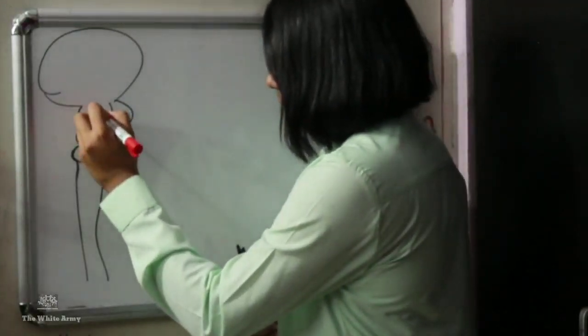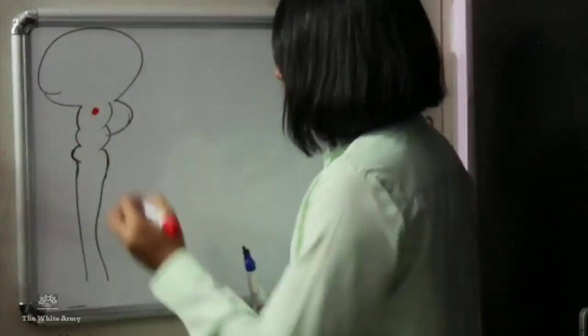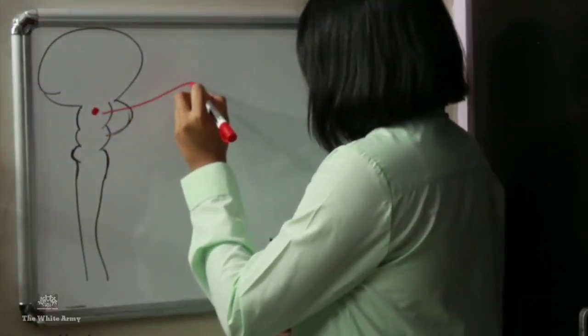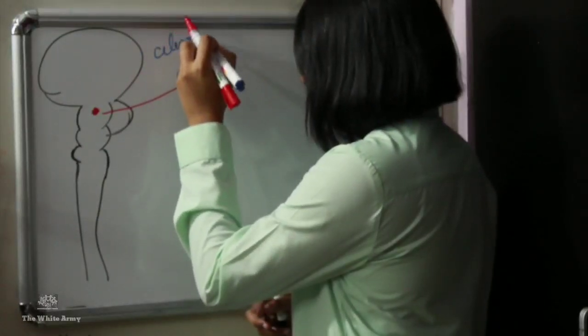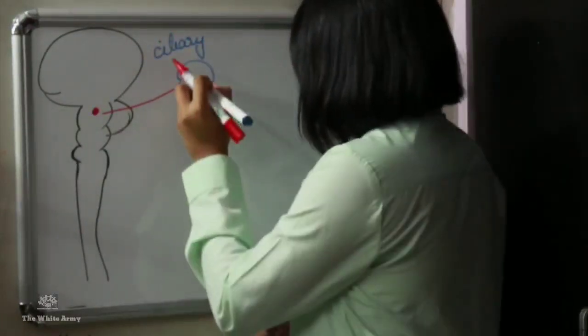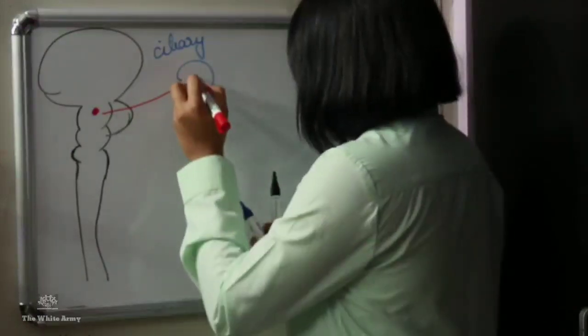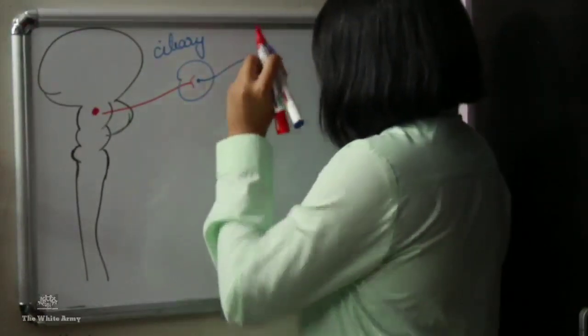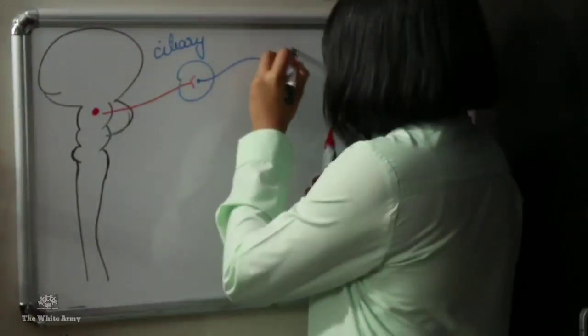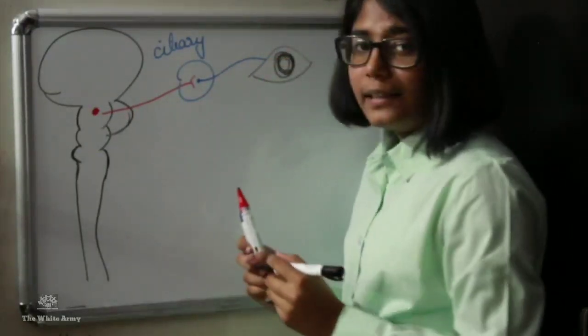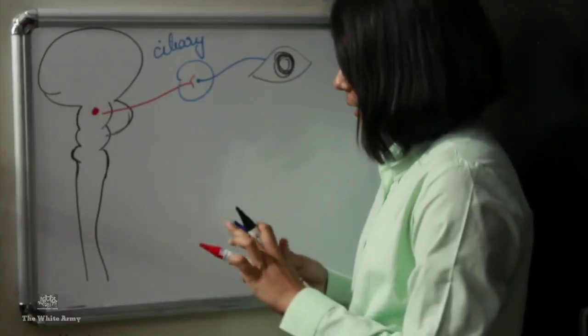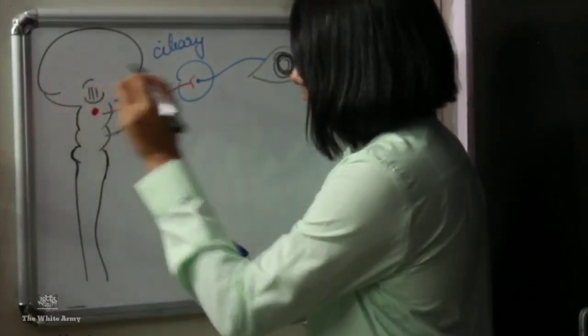So preganglionic fibers from the oculomotor nerve, they enter the ciliary ganglion, from where the postganglionic fibers that arise supply the sphincter pupillae of the eye as well as the ciliary muscle of the eye. That was the third cranial nerve.